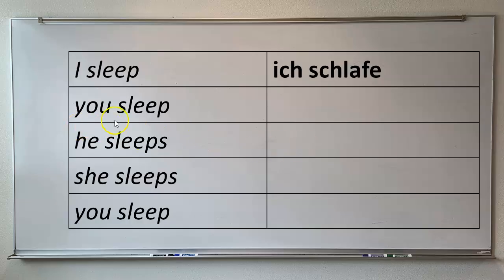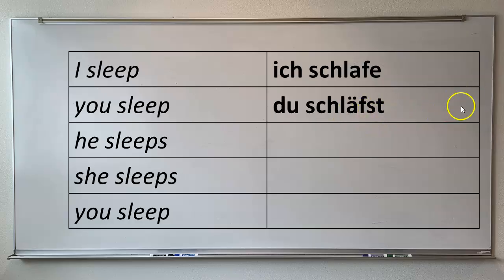Next we have you sleep. This is the informal you, which is du. So notice the du form has the altered form of the stem. So this is the stem that has changed. So you still add the same endings. The endings are not different. The endings don't change. So for du, we add the st ending. The pronunciation is different.